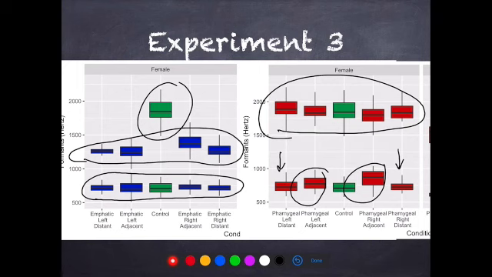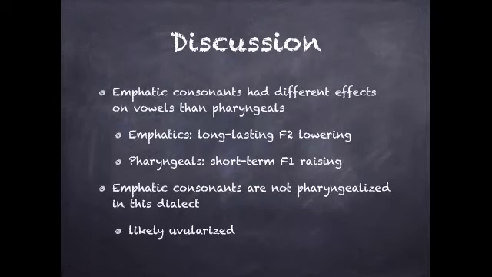The findings I've presented here add to our understanding of emphatic and pharyngeal consonants in Palestinian Arabic. First, emphatic and pharyngeal consonants do not cause the same acoustic effects. The emphatic consonants cause long-lasting F2 lowering. In experiment 1, this effect extended throughout the following vowel, and in experiment 3, the effect of emphatic consonants extended to non-adjacent vowels and to both the left and the right.